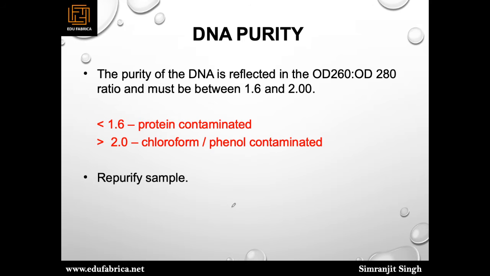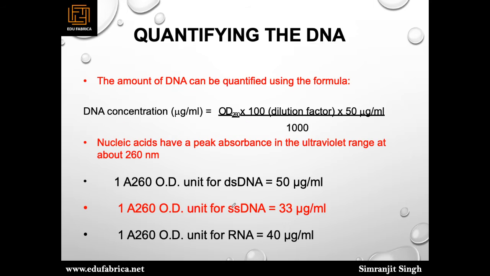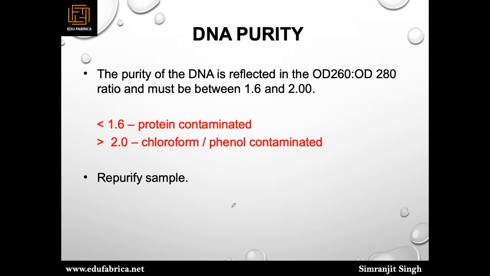Then to check the DNA purity, besides 260, as we have discussed, you also check the optical density at 280. The ratio should come between 1.6 and 2. If it is less, then protein contamination is there. If it is more than 2, then chloroform or phenol contamination is there. So you need to repurify your sample.